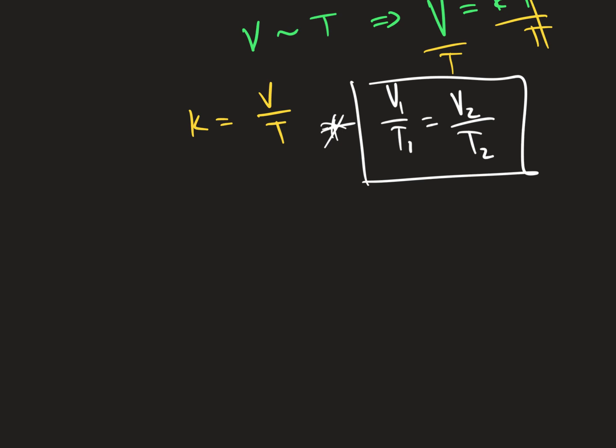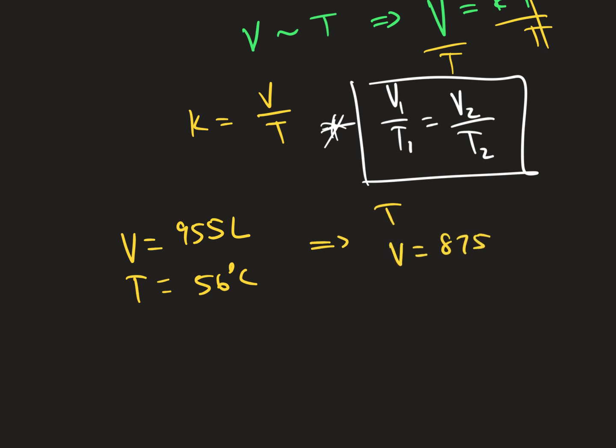All right. Let's say a hot air balloon has a volume of 955 liters at a temperature of 56 degrees Celsius. What's the temperature of the hot air balloon if the volume decreases to 875 liters?